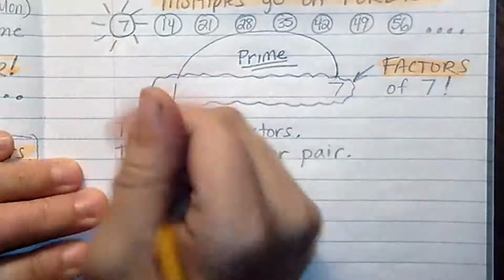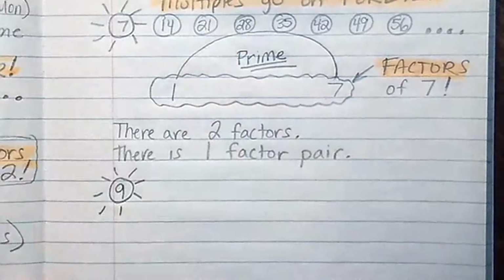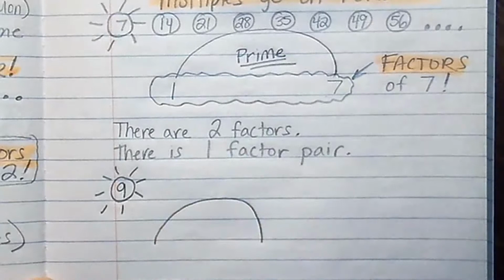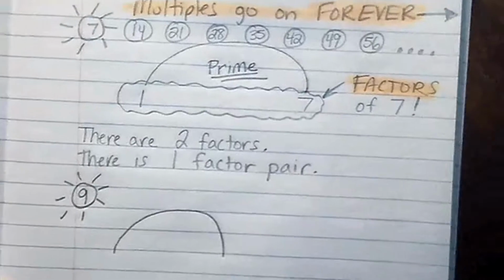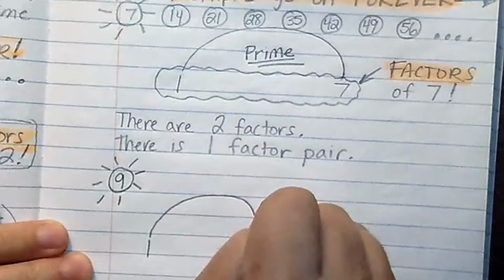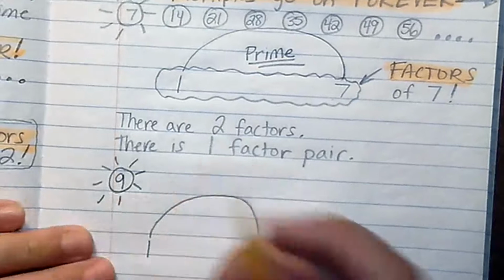Let's try the number 9. All right, I'm going to make a rainbow for the number 9. What is the first place I should always put in my rainbow? What's the first number I always start with? 1 times 9. Very good. 1 times 9 is 9. 2 times anything, does that give me 9? 2 times 2, no. 2 times 3 is 6. 2 times 4 is 8. 2 times 5 is 10. 2 doesn't work. Let's try 3.